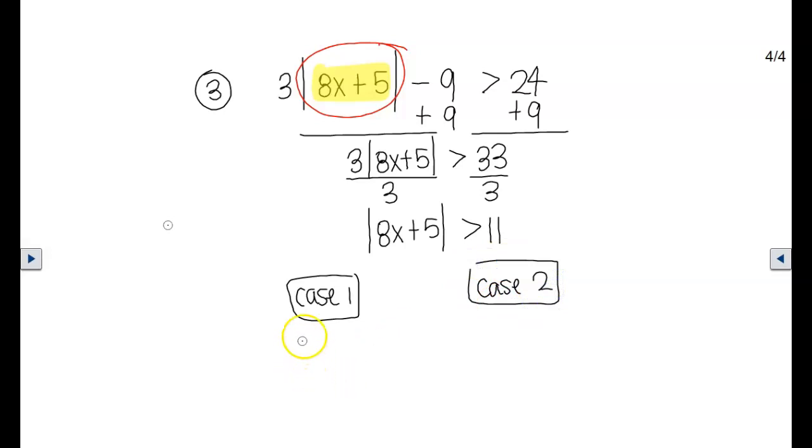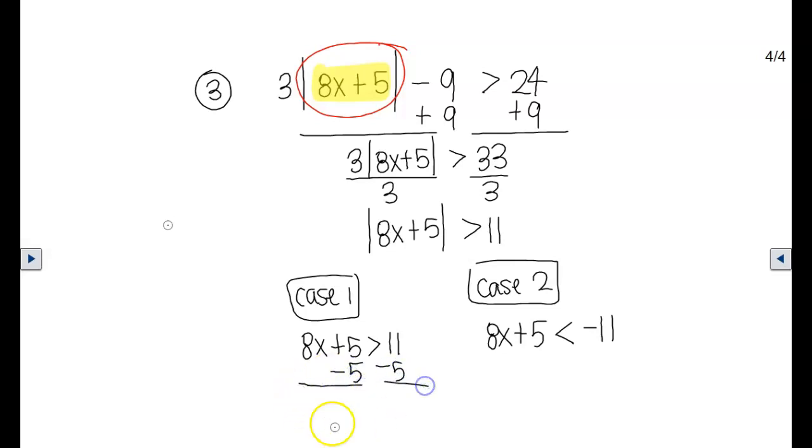Case 1, as is. 8x plus 5 greater than 11. Case 2, change 2 things. 8x plus 5 is now going to be less than a negative 11. Solve. Minus 5, minus 5. 8x is greater than 6. Divide by 8, divide by 8. X is greater than 3/4, or if you want to go with 0.75, I'm okay with that.